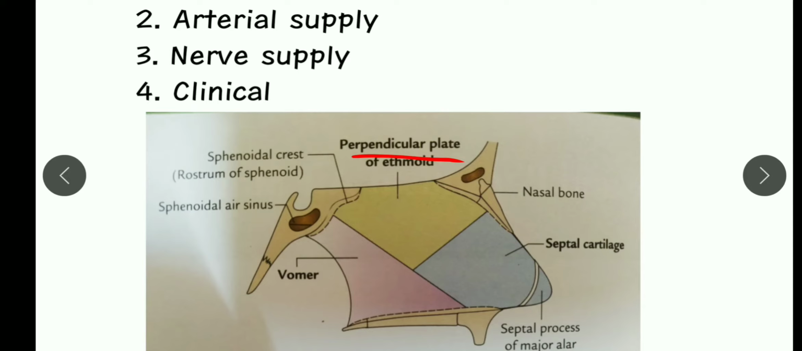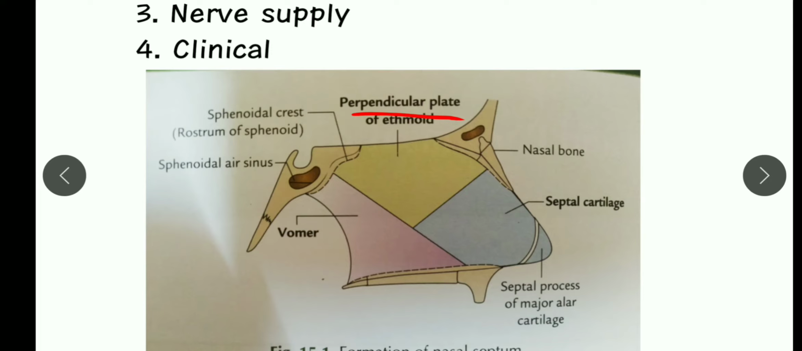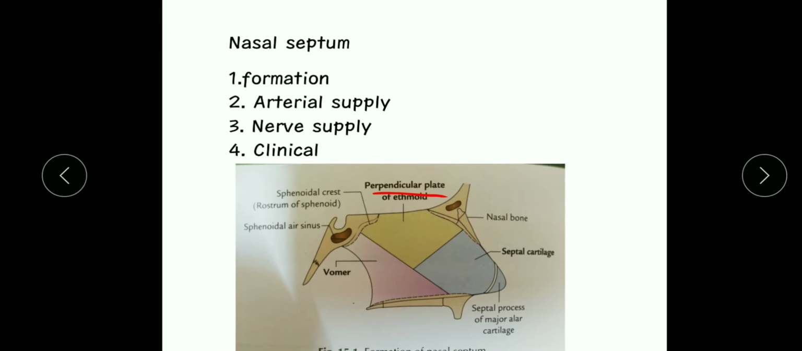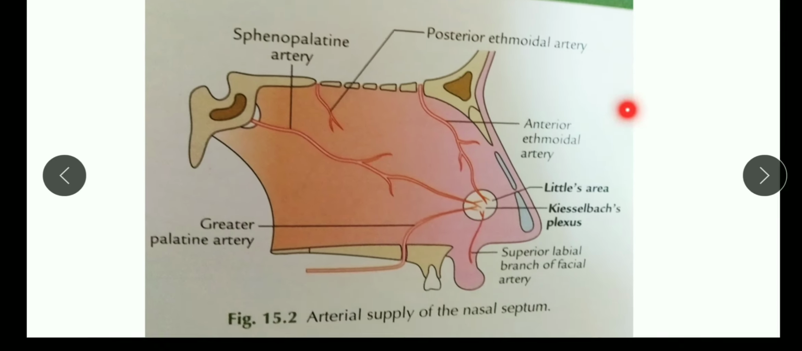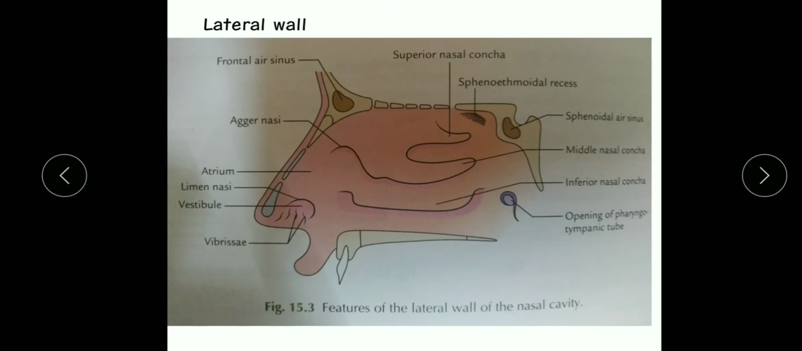And what is the clinical epistaxis? Epistaxis is nose bleeding which commonly occurs due to trauma of Kieselbach plexus in the Little's area, which we have just seen. So we discussed Little's area. Now we are coming to the lateral wall of the nose. This is a very important topic.